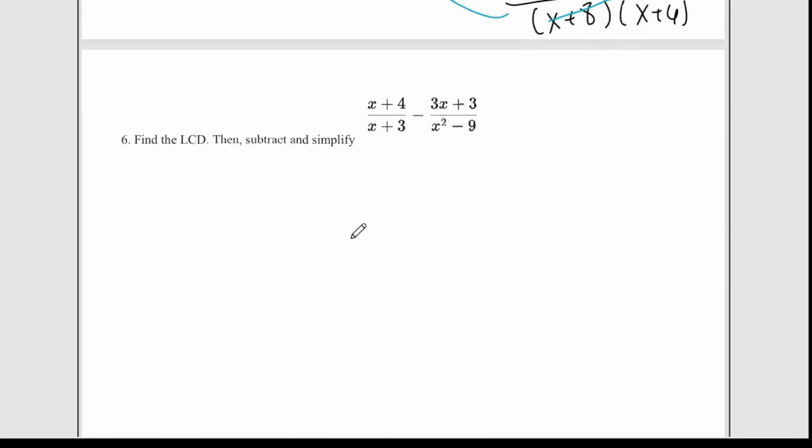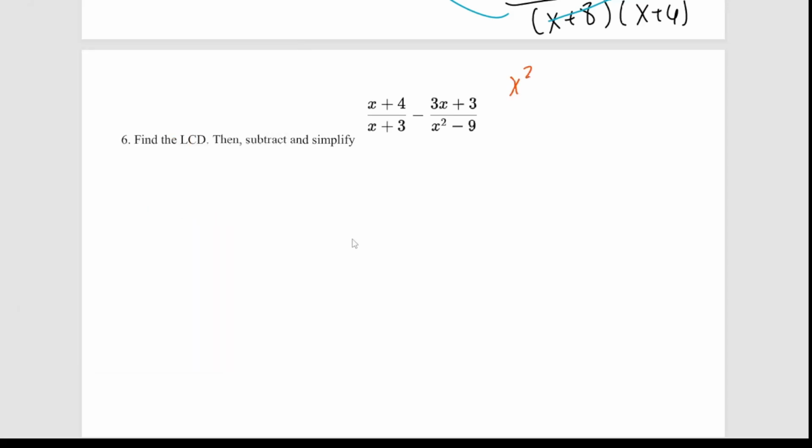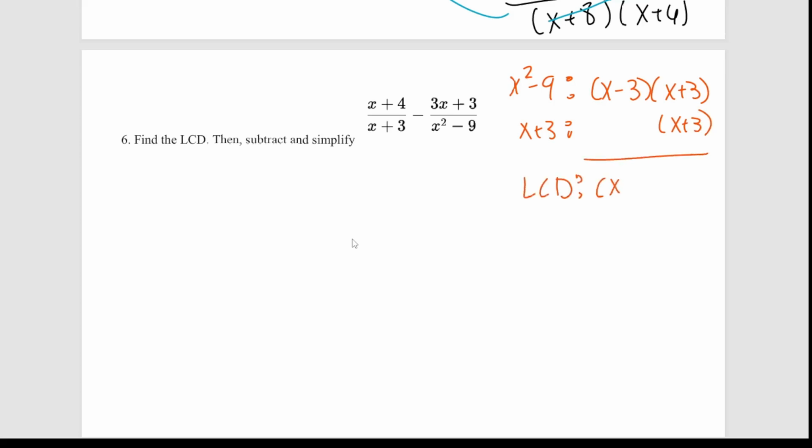So I'm going to go ahead and pause and encourage you to try this next one yourself, and then we'll go over it together. So for this next one, again, we want to find the least common denominator first. So x squared minus 9 is going to factor into x minus 3, x plus 3, because that is a difference of squares situation. That's the same thing as x squared minus 3 squared. X plus 3 is already factored into just x plus 3. So the least common denominator is going to be x minus 3 times x plus 3.